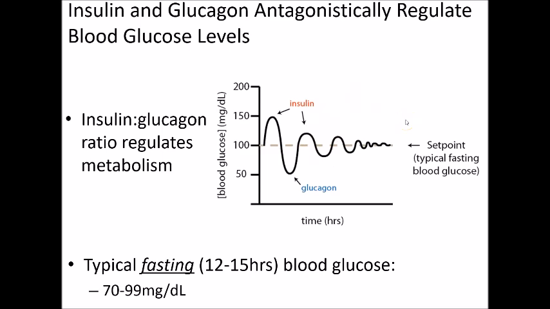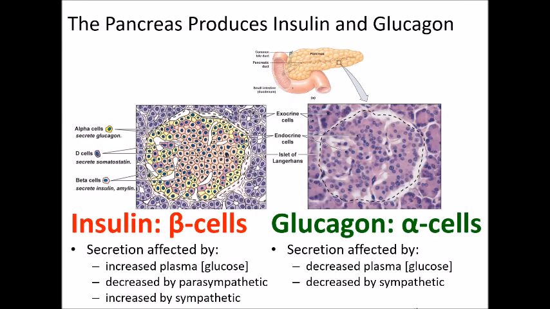So when we do a normal glucose tolerance test, you want to do a 12 to 15 hour fast, and the normal value we'd expect to see is 70 to 99 milligrams per deciliter. So 70 to 99 milligrams per deciliter would be considered a normal fasting value.